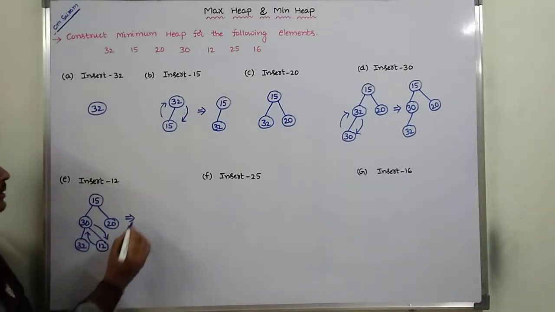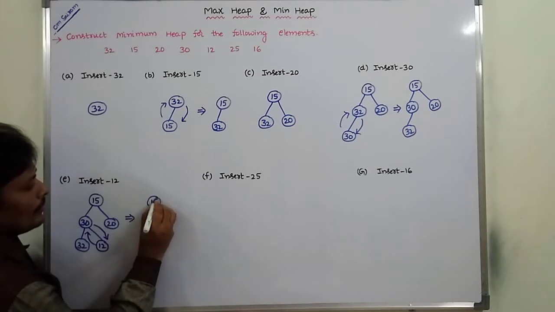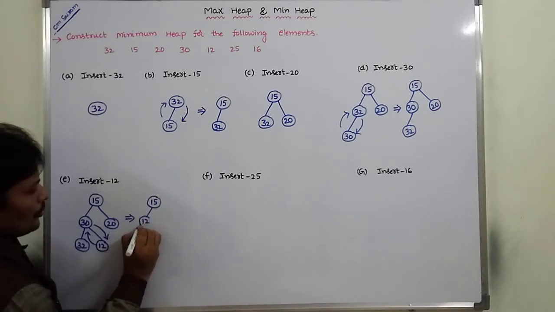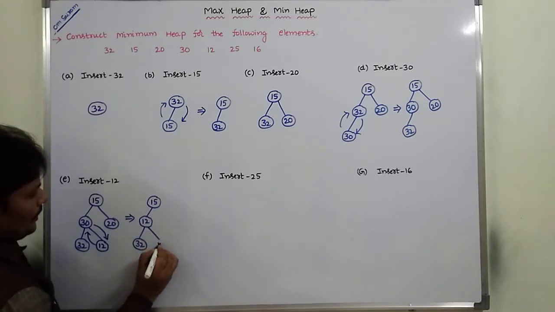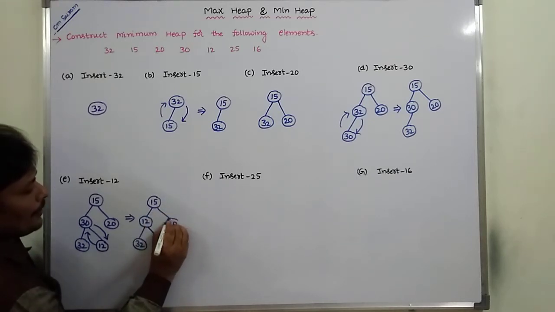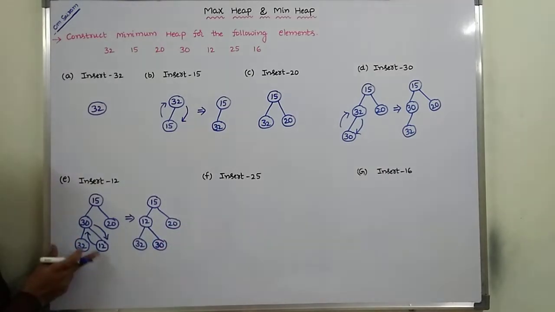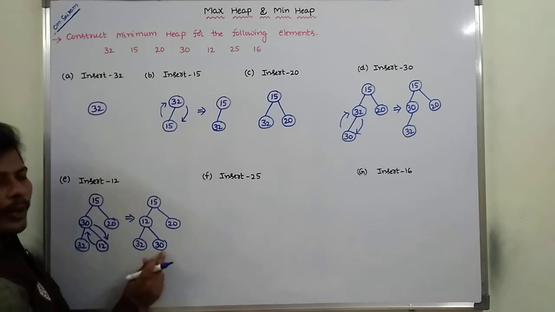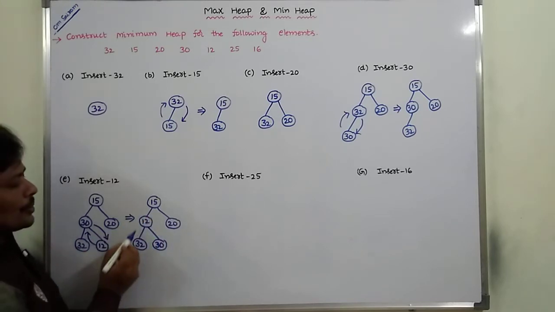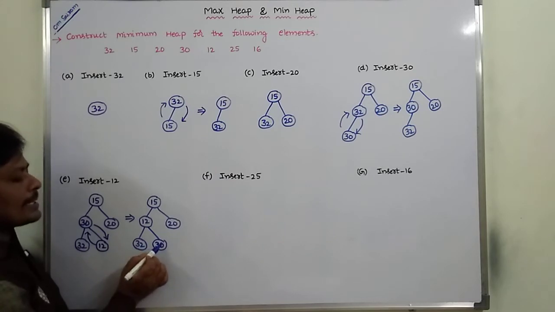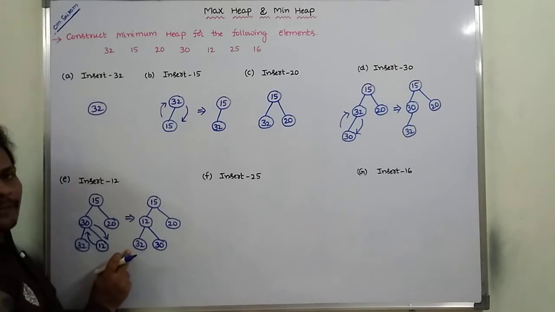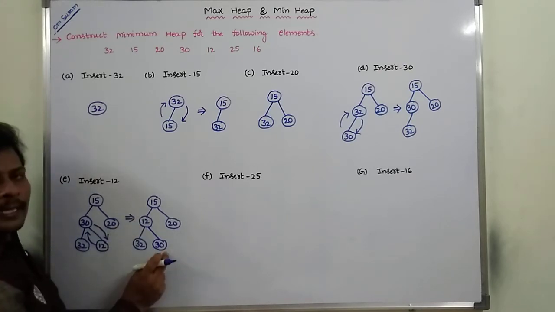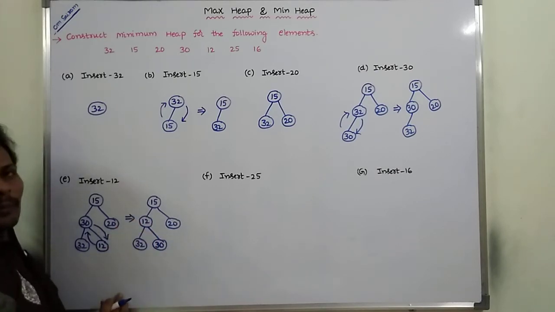After swapping, we get 15. Now here this is 12 and this is 32, here 20, and here 30. So after swapping 12 and 30, now 32 and 30 have the parent 12. The parent node value is always less than its children's node values. 12 is less than 32. Yes, it satisfies the minimum heap property. 12 is less than 30. Yes, it satisfies the minimum heap property.